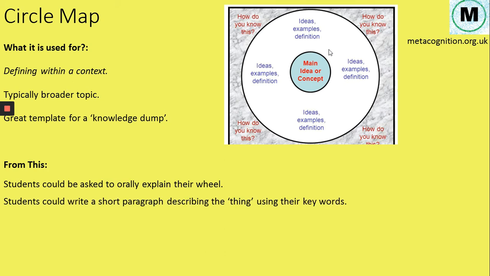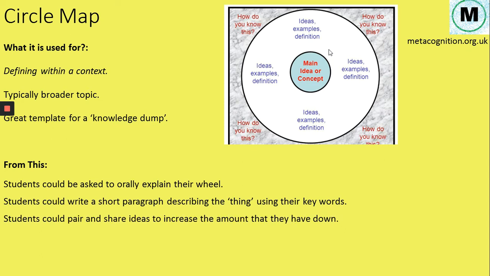You could then get students to do a short piece of writing, a paragraph, a page, where they're really describing that idea or concept, so they can use the words in the outside circle to describe their thing, to describe their object or their concept.